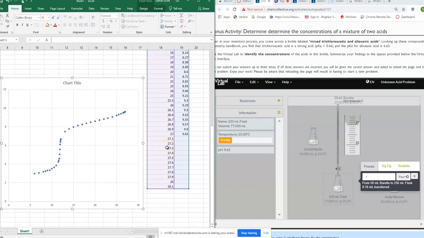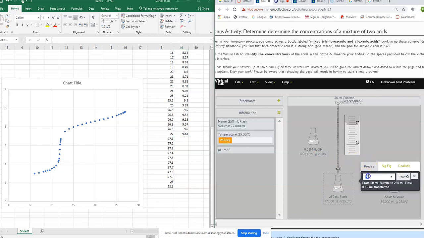Okay, we're getting closer. 27.1 would be next. 9.65. 9.68. 9.71. It looks like it went up a little bit. 27.8, 9.771. Well, why are they so much closer together?